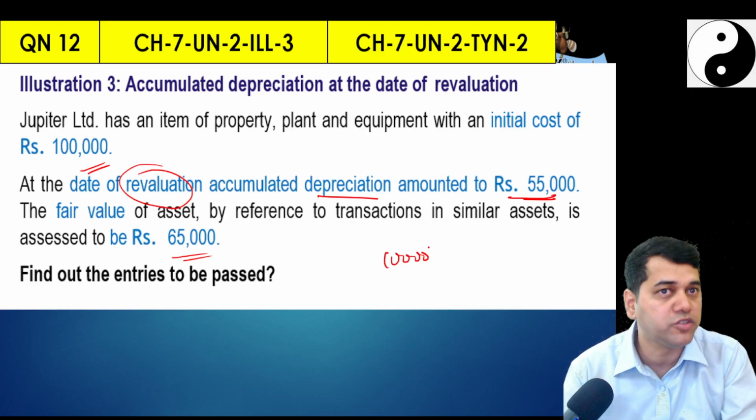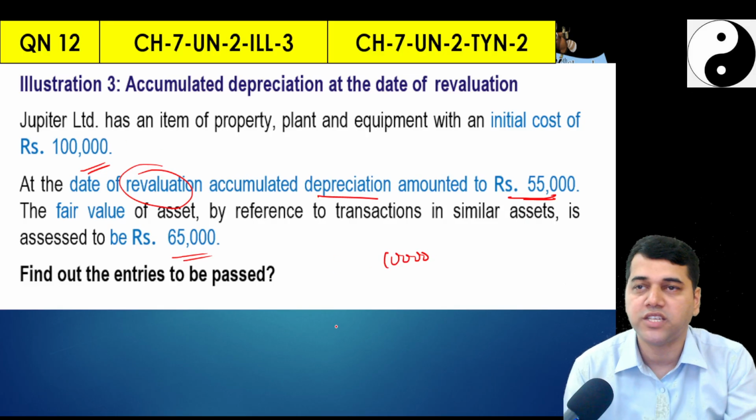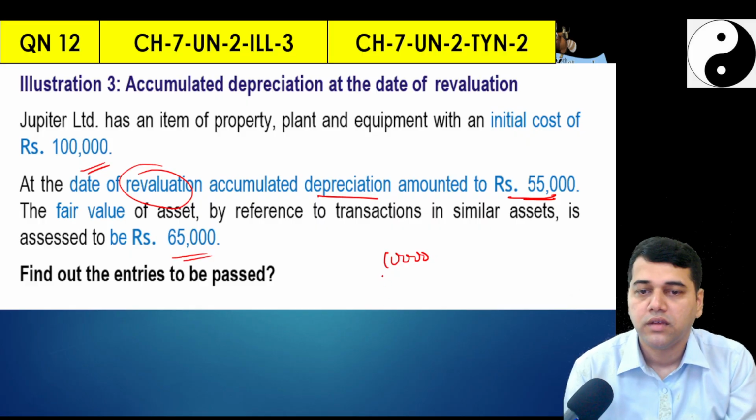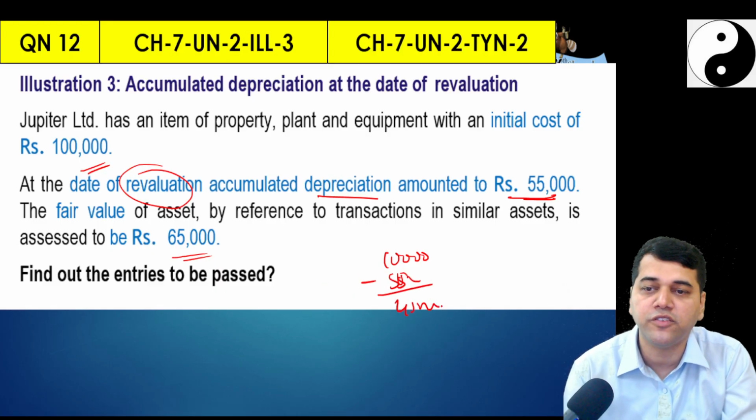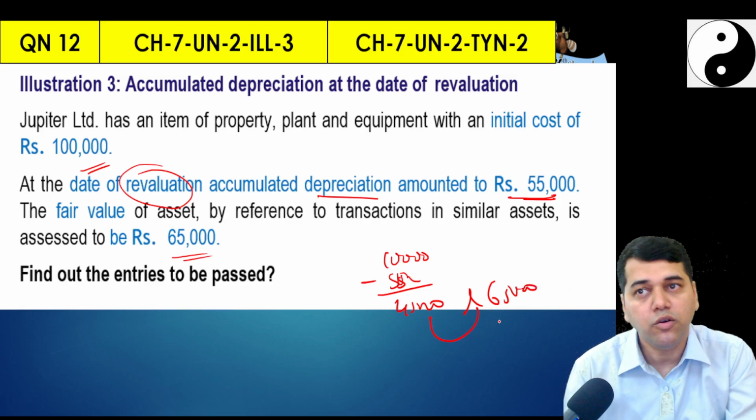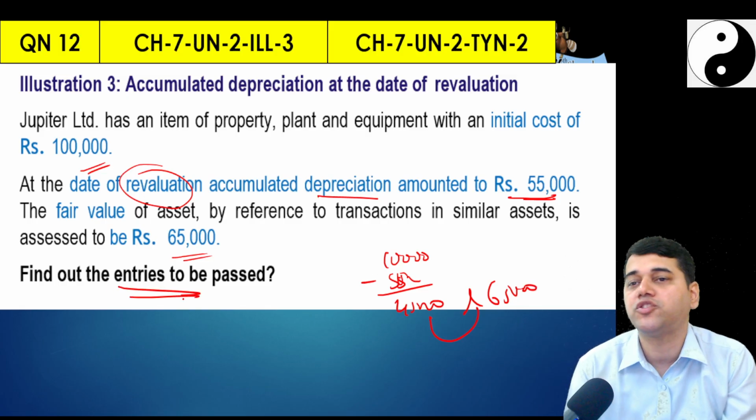There is one more policy choice, okay? I will update that in the chart later. I'll explain that while following this problem. What is that policy choice? 1 lakh minus 55,000. That means 45,000 is book value. It is upward revalued to 65,000. Now, how do you account this? What is the entries to be passed?